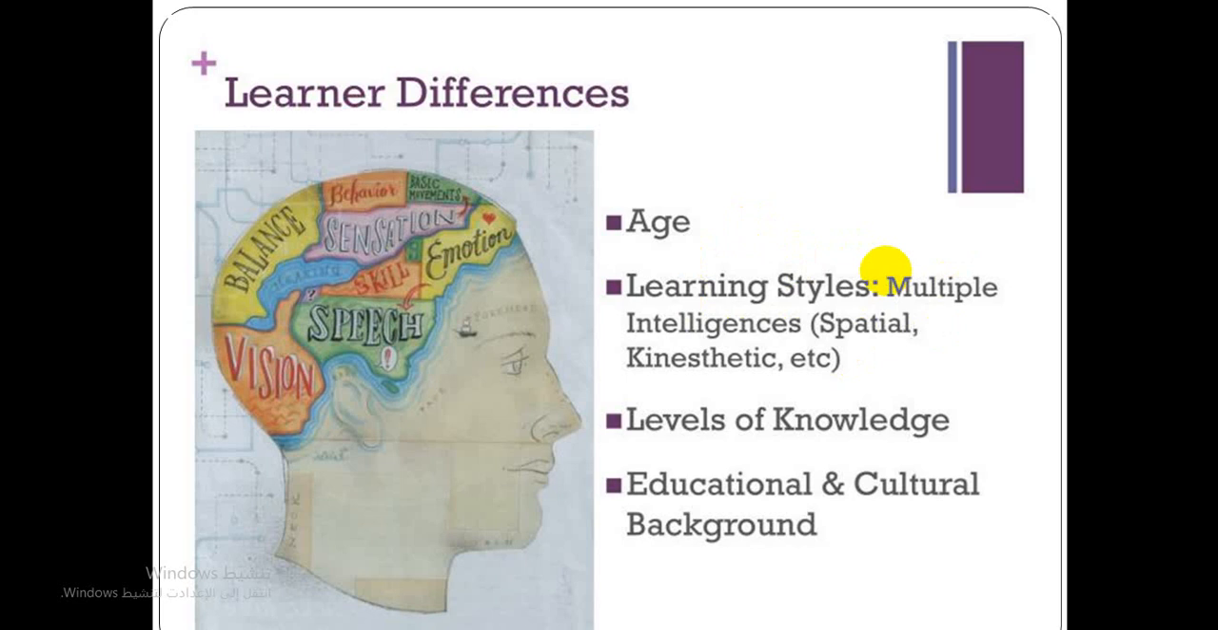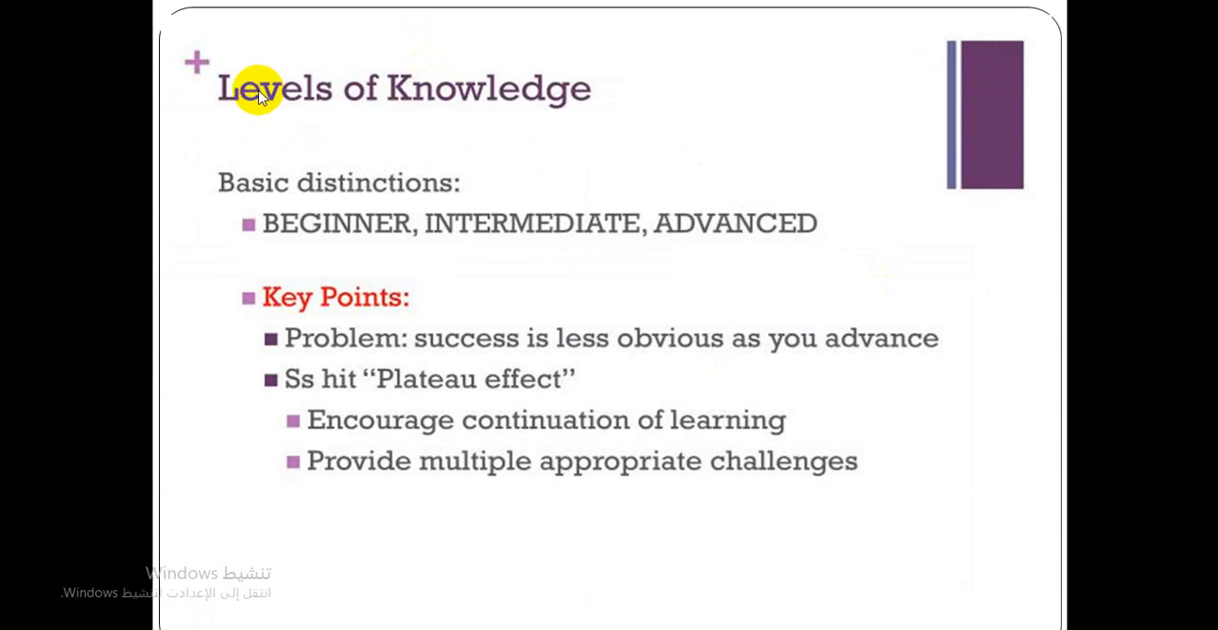Let's discuss levels of knowledge. Yes, here we have 3 types, or the basic distinctions between the levels of knowledge are beginner, intermediate, and advanced. Teachers of English generally make 3 basic distinctions to categorize the language knowledge of their students: beginner, intermediate, and advanced.